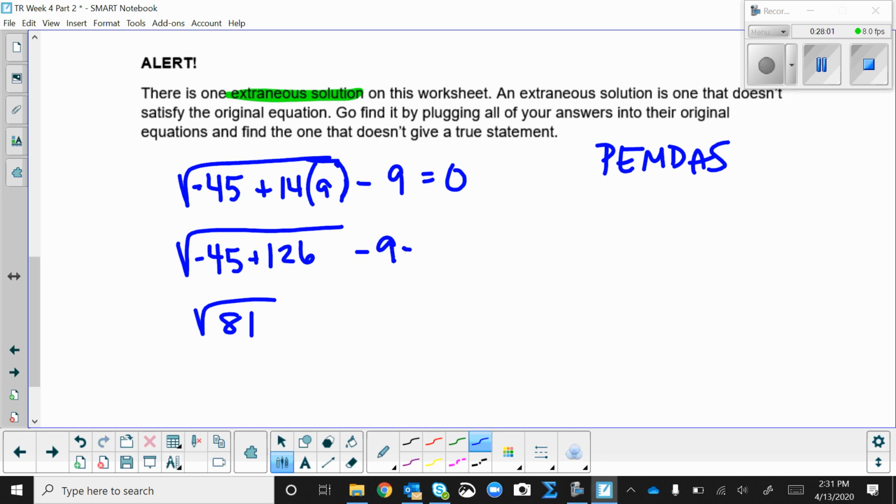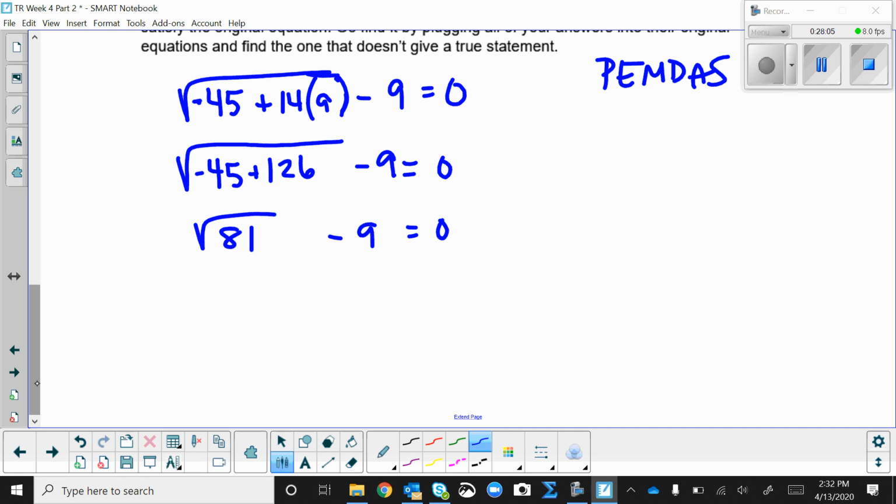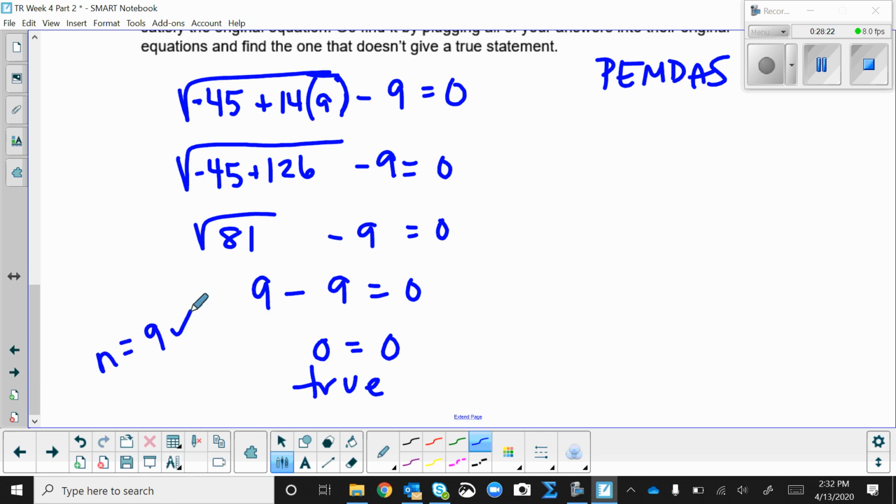And then we still have that minus 9 to bring down. Well, what is the square root of 81? It's 9. 9 minus 9 is 0. So is it true that 0 equals 0? Yes. Since it's true, then we know n equals 9 is a solution.